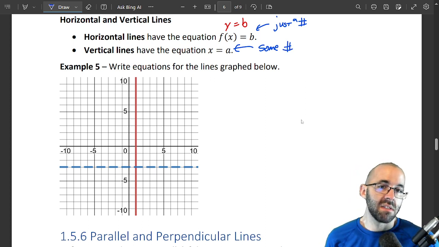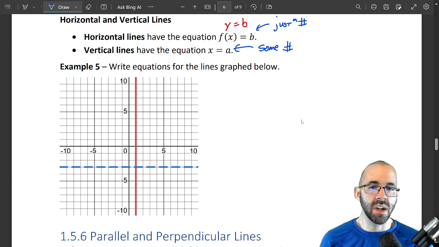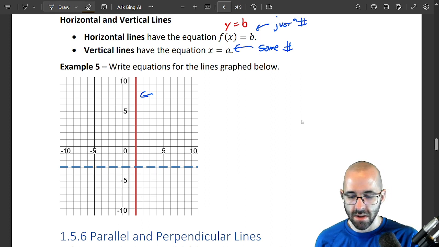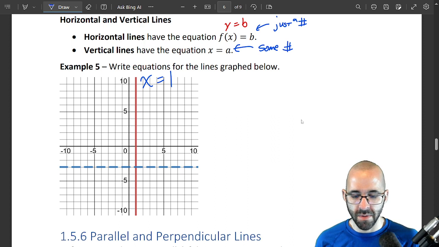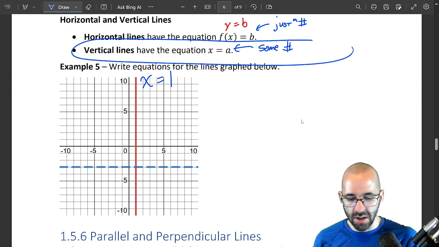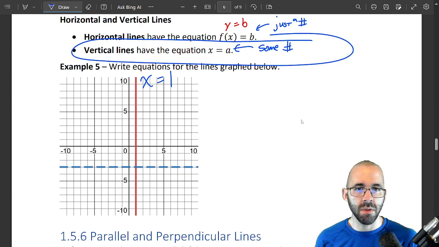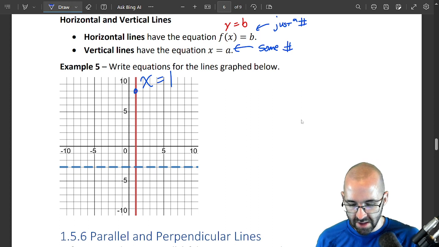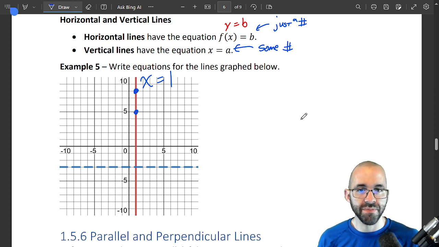So let's practice. Let's look at these red and blue lines. Look at all these red points. What do they have in common? These are just a bunch of points where x is equal to 1. So this must be the equation x equals 1, and it's a vertical line. Does it have the right form? Yep, x equals some number, and the number is 1, because every point on this line has an x coordinate of 1.